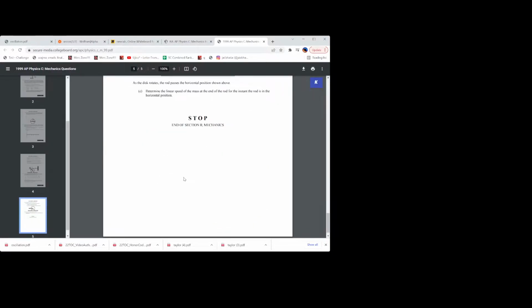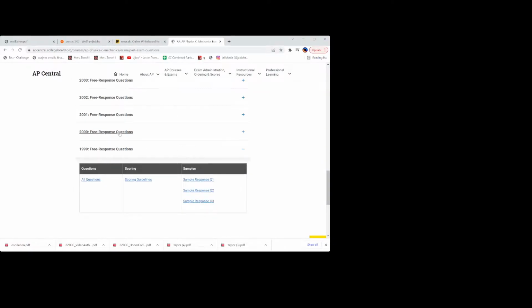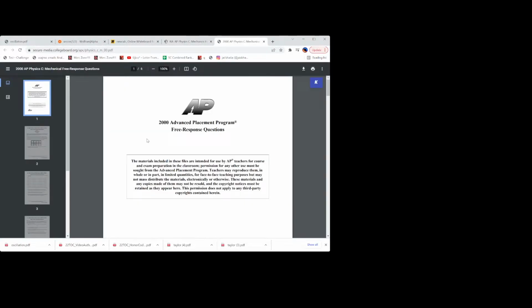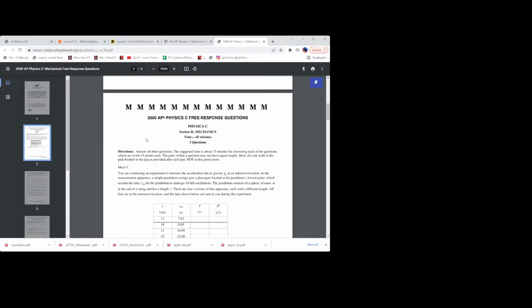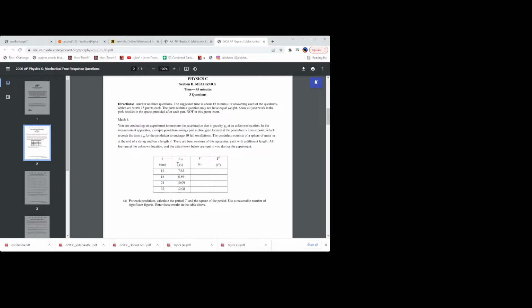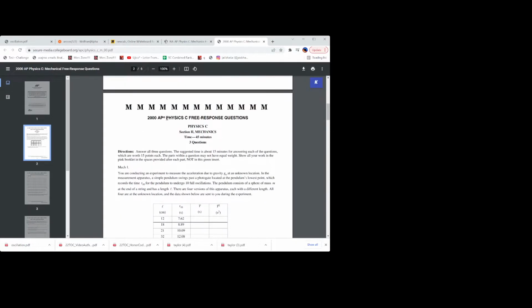Okay, these don't work. So, 2000. Conducting an experiment, a simple pendulum. There. Okay. This is one. So let's write this down. This should be 2000. Okay.